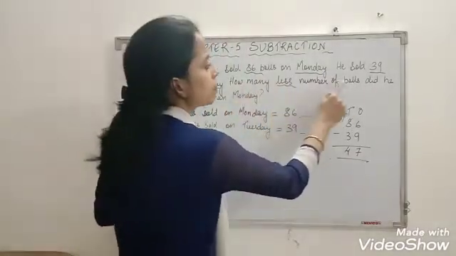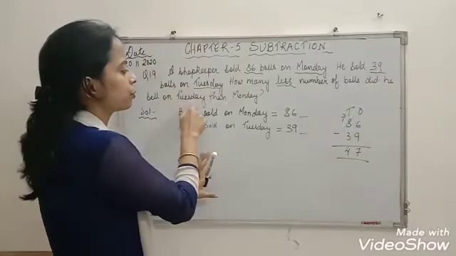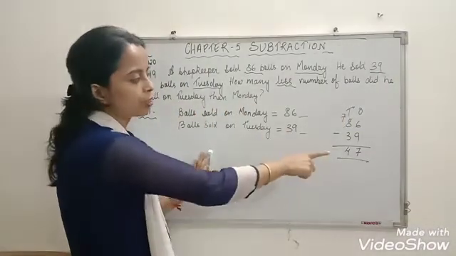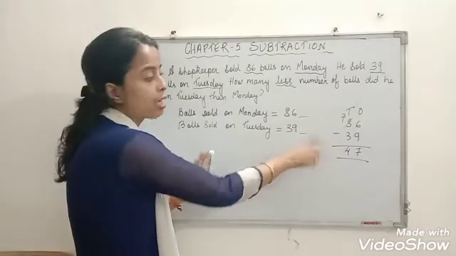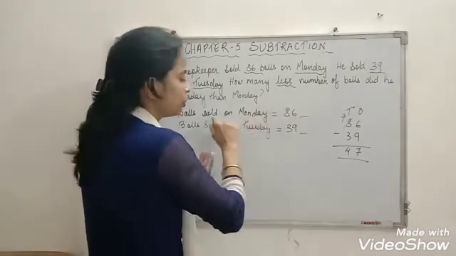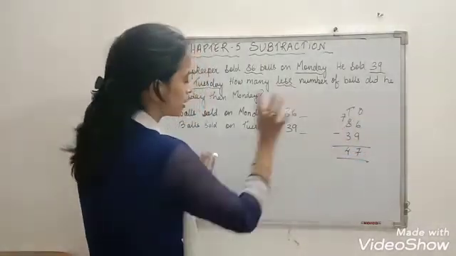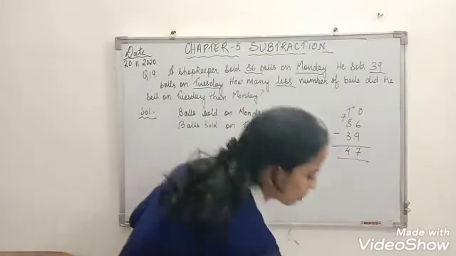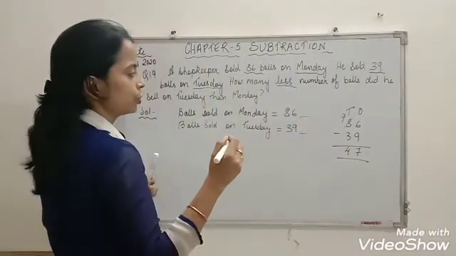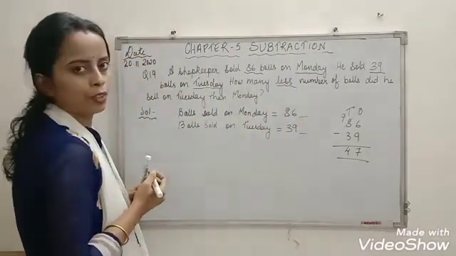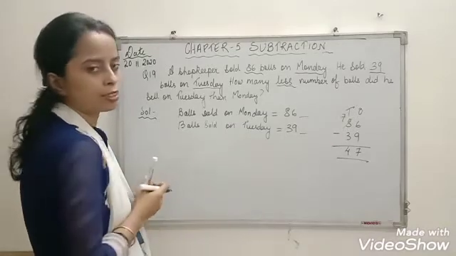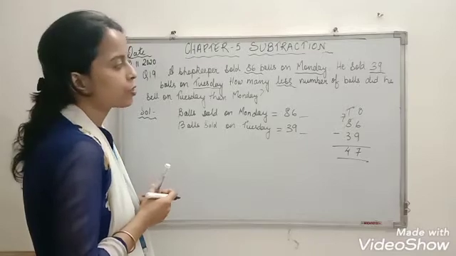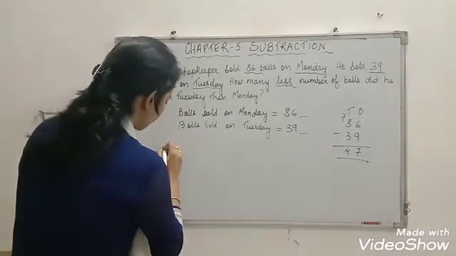How many less number of balls did he sell on Tuesday than Monday? How did we find out? By doing subtraction. Number of balls sold on Monday, 86. Number of balls sold on Tuesday, 39. 86 minus 39, we got how much? 47. So what is the answer? 47. So what will you write here?